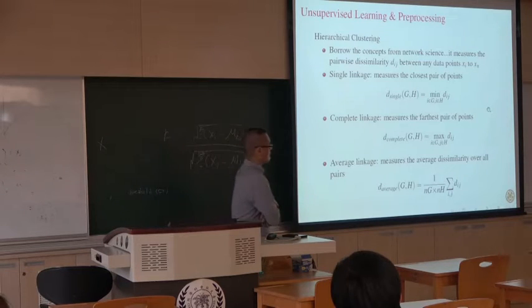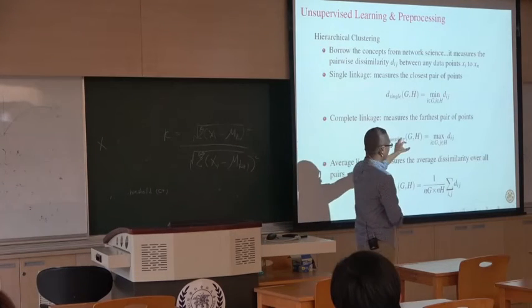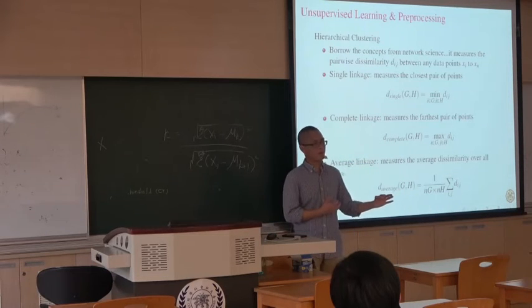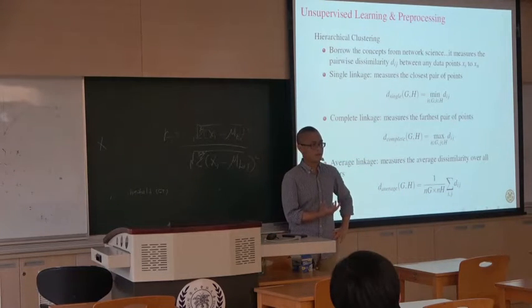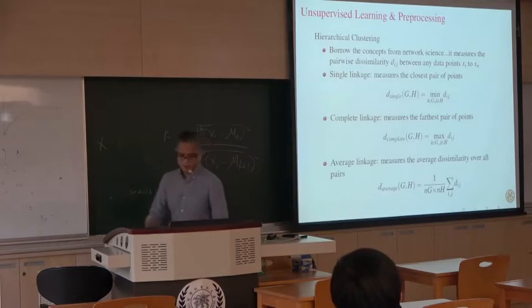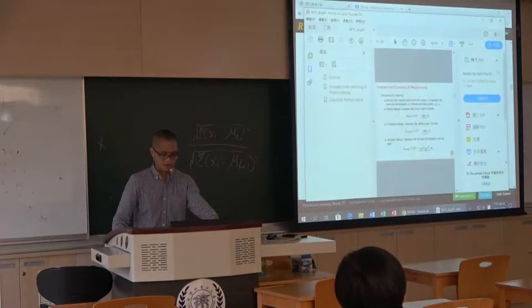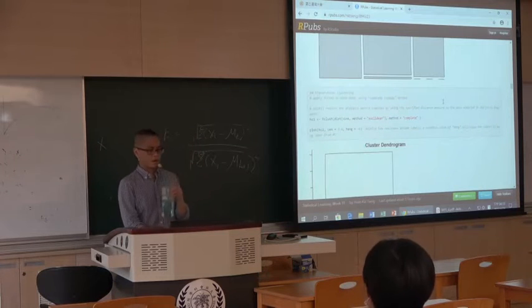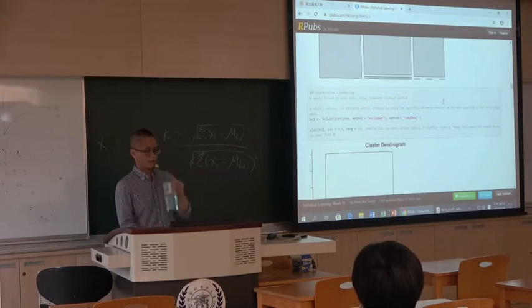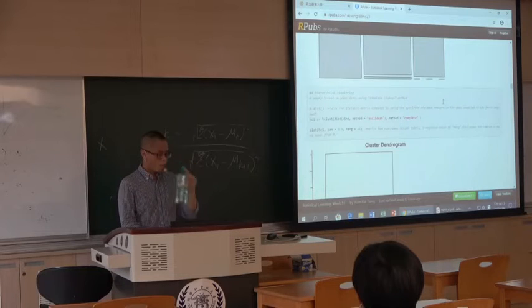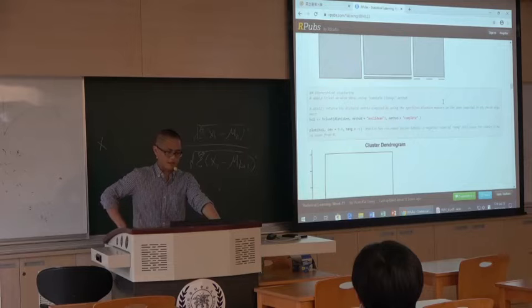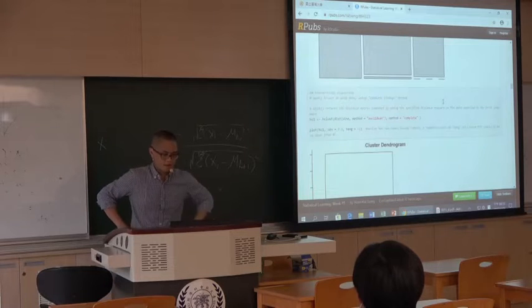What's the definition for complete linkage? It measures the farthest pair of points, meaning the most dissimilar data points in the data. But here, in this R exercise, I want you to calculate the complete linkage inside the data given.